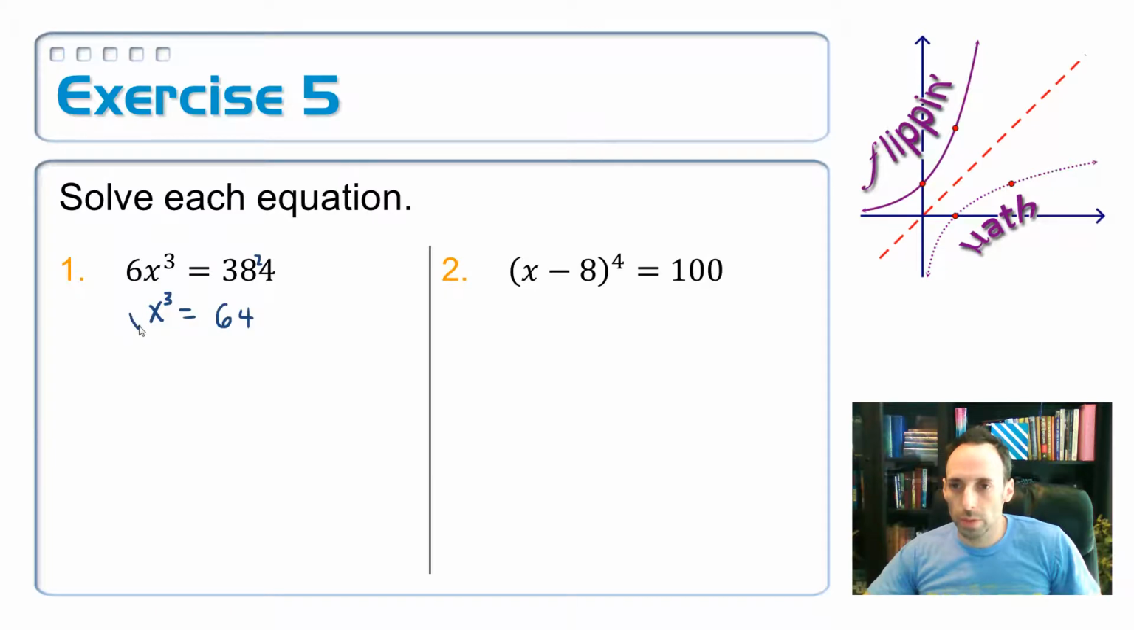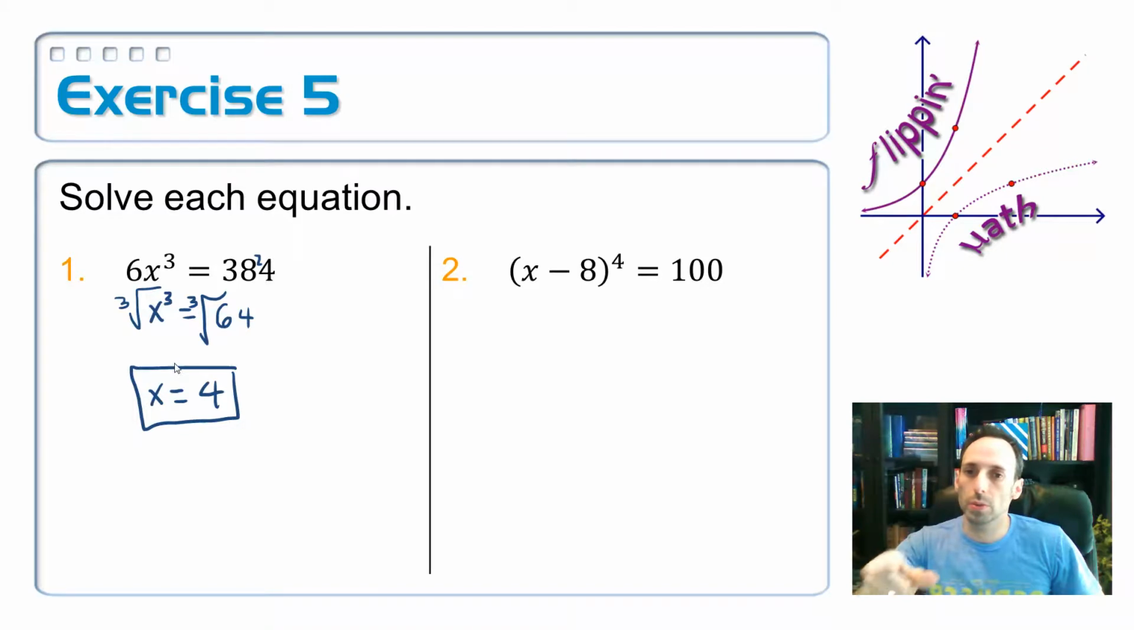So that's what I would be doing. I'd take the cube root of both sides. Cube root of both sides. So x is equal to 4. And I'm done. I don't have to do plus or minus on that one because it was an odd root.